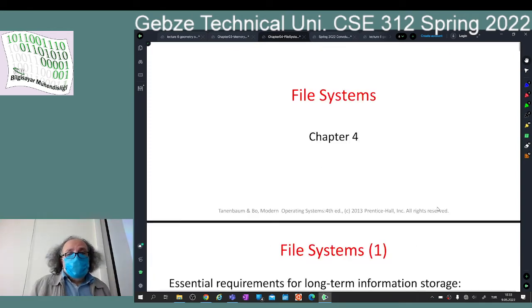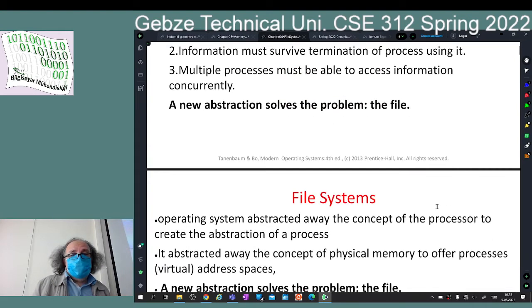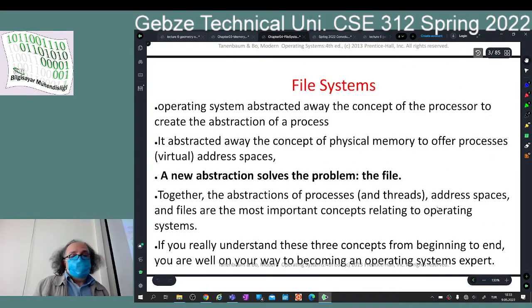In our discussion of the operating systems, we said that so far we have abstracted two main concepts in the operating system. One is the processes, which is about CPU. The other one is the address spaces, which is about the memory. Now we are going to look at the secondary storage, and our new abstraction concept is the file.